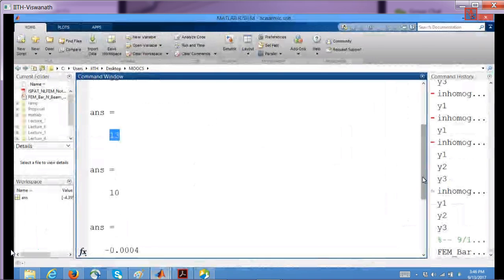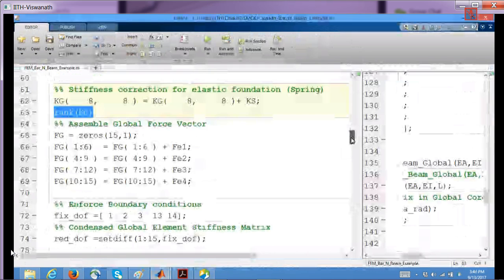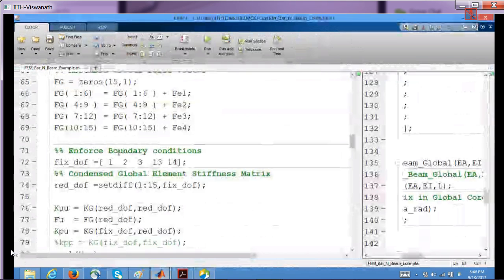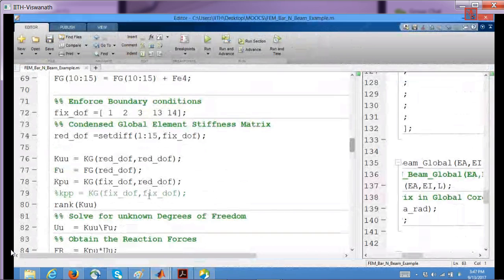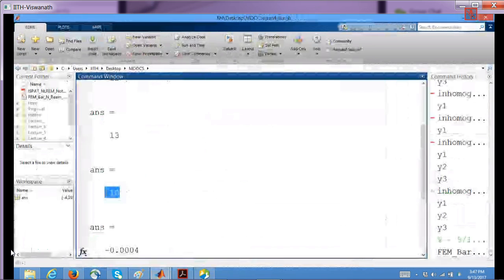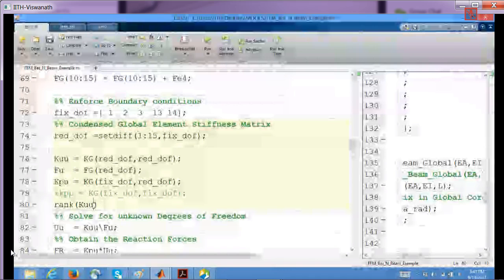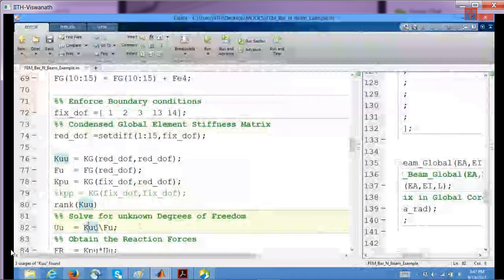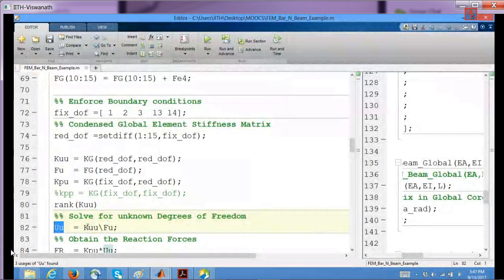Now I have 15 degrees of freedom. Out of 15 degrees of freedom, I have constraint 1, 2, 3, 4, 5. So if I remove 5, the rank of the matrix should be 10. So that's the reason if I seek the rank again at this place, the rank comes out to be 10. So that means KUU is 10 by 10 and rank is also 10. That means KUU is invertible. That is, I can use inverse KUU times FU, or this LU decomposition form can be done. This multiplication would yield me a valid UU. So that's the reason writing this equation is valid, and hence I obtain my displacement accurately.